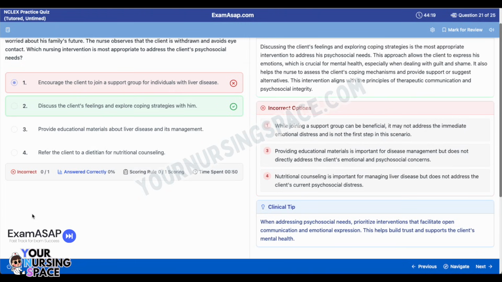Clinical tip: when addressing psychosocial needs, prioritize interventions that facilitate open communication and emotional expression. This helps build trust and supports the client's mental health.